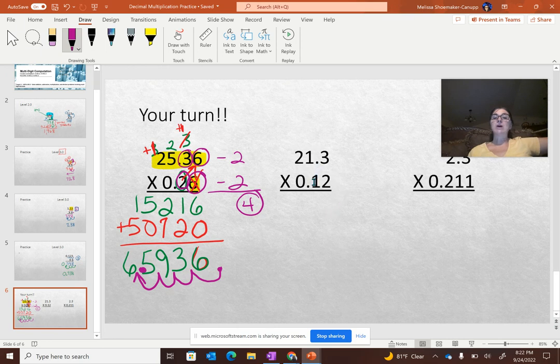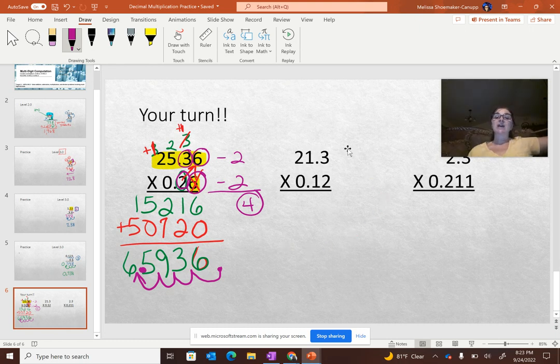Now I'm multiplying 1 times everything. 1 times 3 is 3. 1 times 1 is 1. 1 times 2 is 2. I'm done multiplying, so now I'm going to draw a line and add those 2 partial products, going down and adding, carrying if you need to.